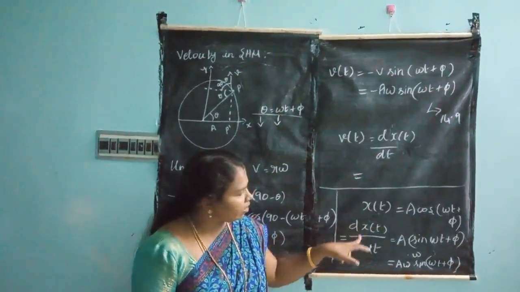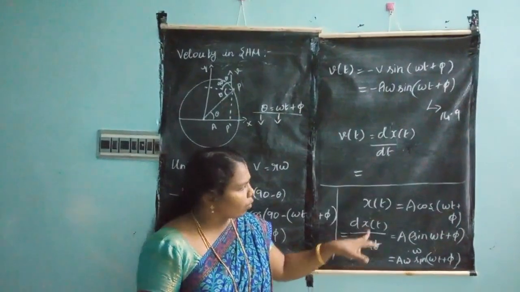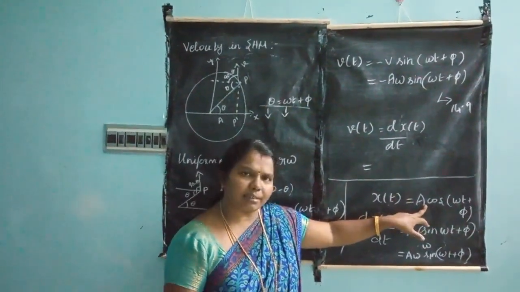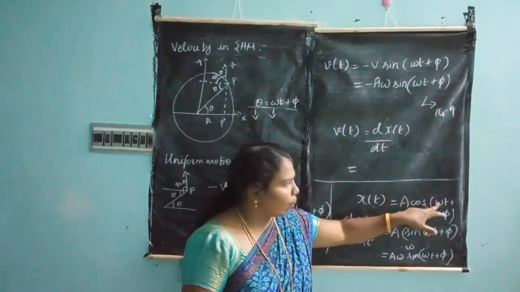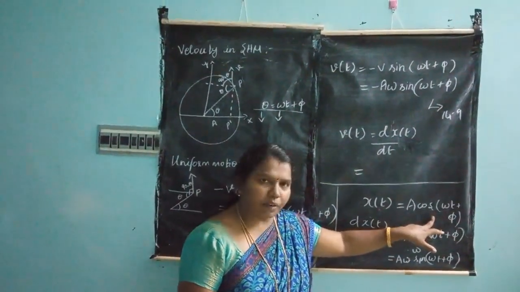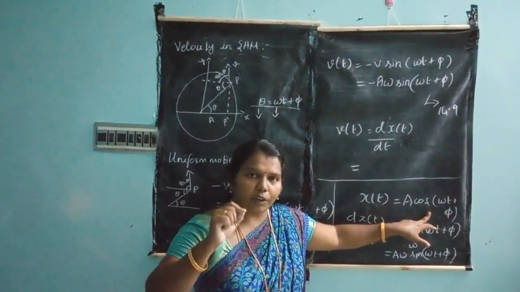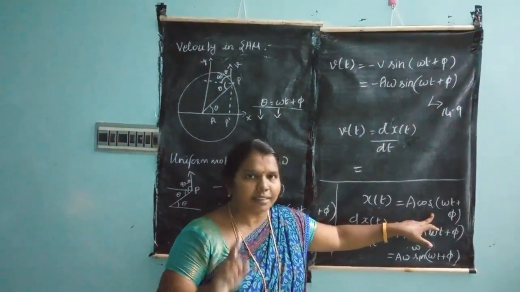So I am differentiating this with respect to time. What is the answer? A is a constant, so I write A, then cos(omega t plus phi). When you differentiate cos theta, the answer is sin theta.